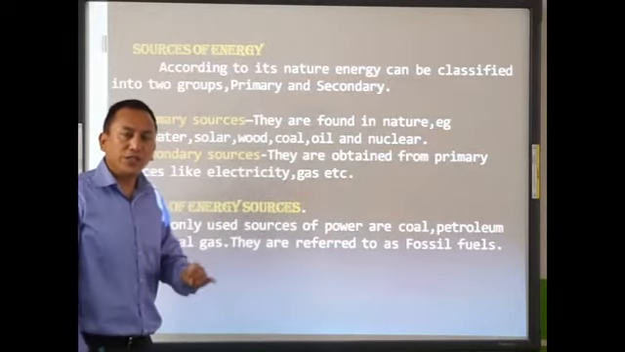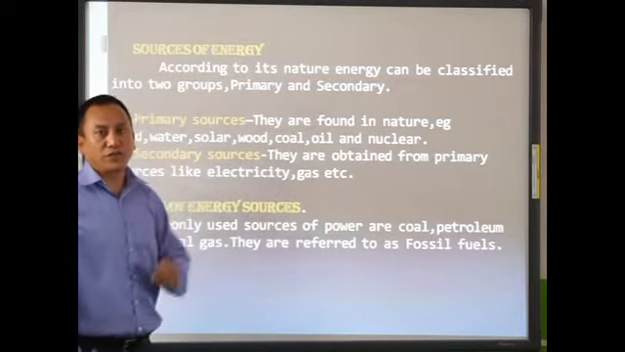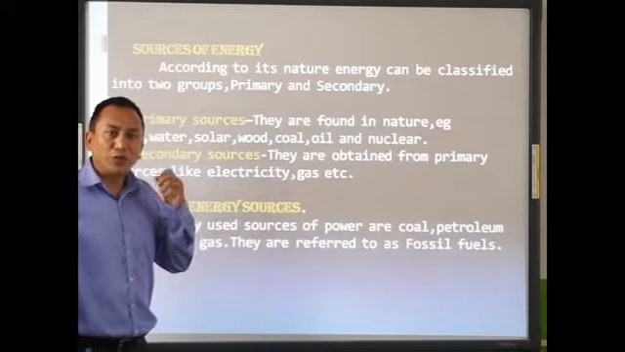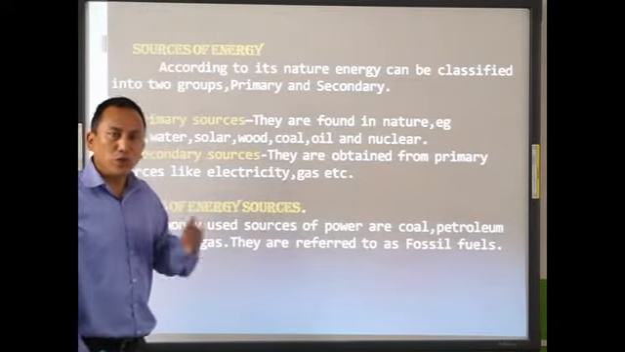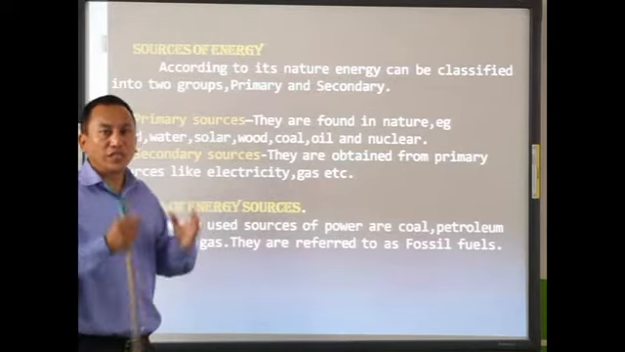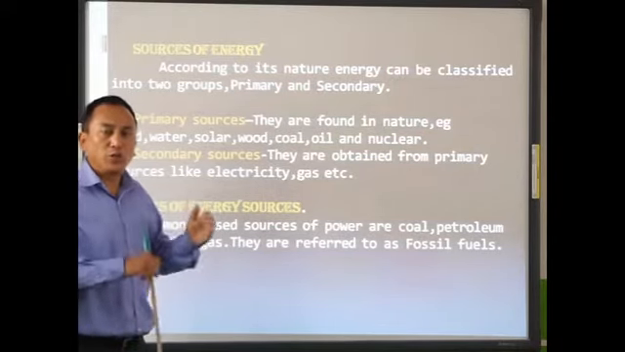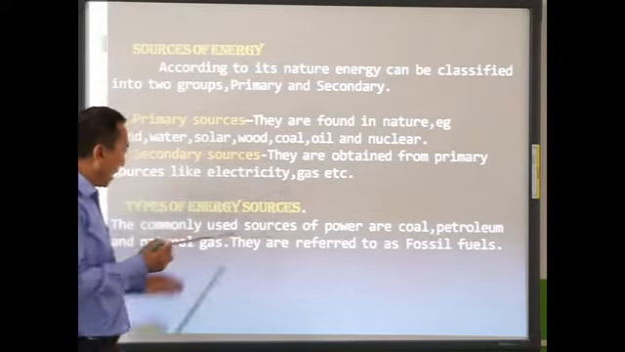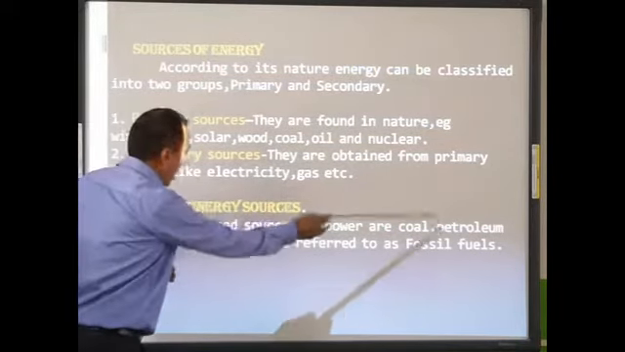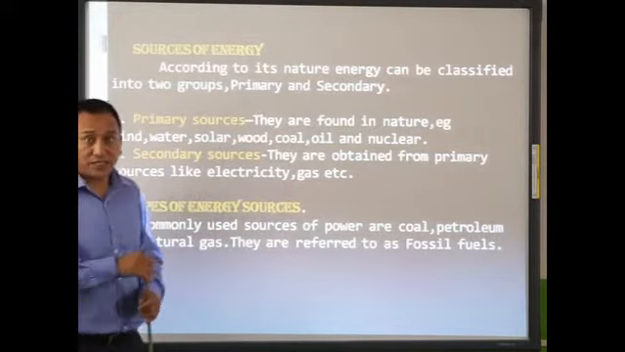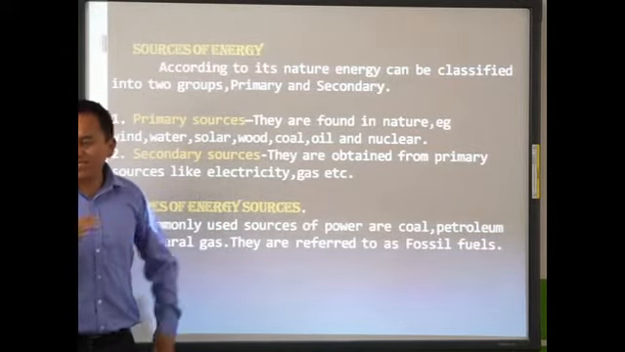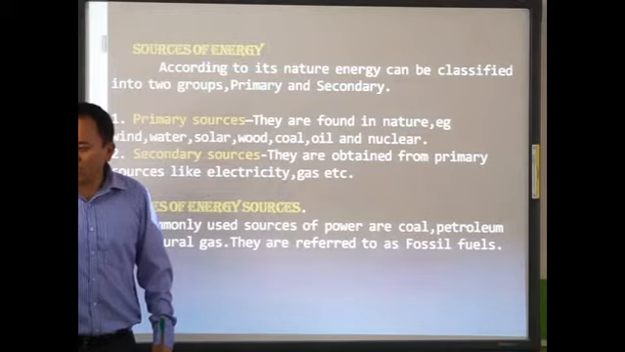Non-renewable source of energy or conventional source of energy. Why? Because they cannot be used again and again. Once we use them, they get exhausted. They get over. Therefore, they are called non-renewable source of energy. And the examples are coal, petroleum and natural gas. Okay, now let's go further and see what these are in detail.